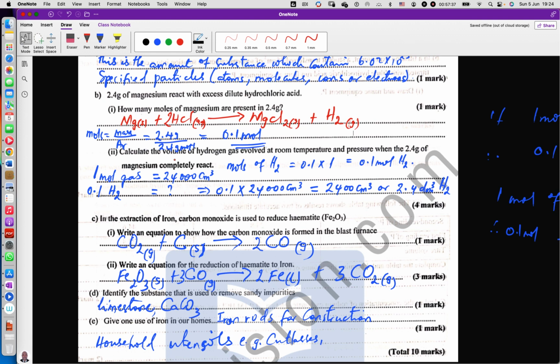So now, if 1 mole of a gas is equal to 24 dm cube, then 0.1 mole of hydrogen will occupy what? You cross multiply. 0.1 times 24 is equal to 2.4 dm cube, or in other words, 2,400 cm cube. That will be the volume. If 1 mole of a gas is 24,000 cm cube, then 0.1 is equal to what? You multiply 0.1 times 24,000, and you have it. You can either put it in dm cube, or you put it in cm cube. Everything is acceptable.